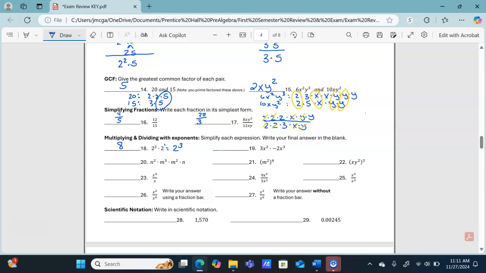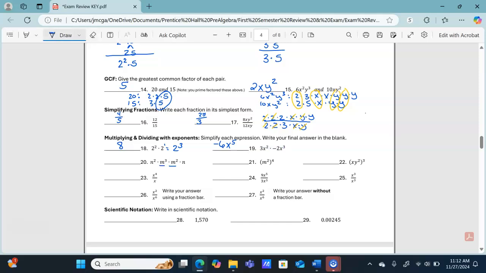3 and negative 2 aren't common base, so we're just going to have to multiply those two together. We get negative 6. And then x squared and x cubed would be x to the 5th. Again, we add these exponents on our common base, which is an x.